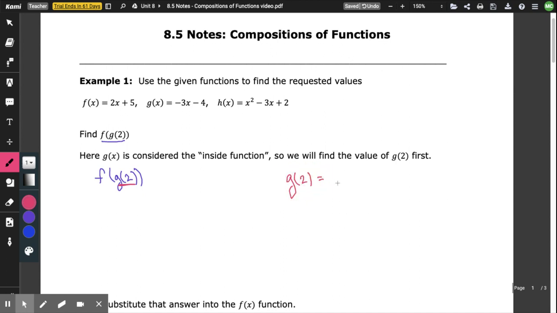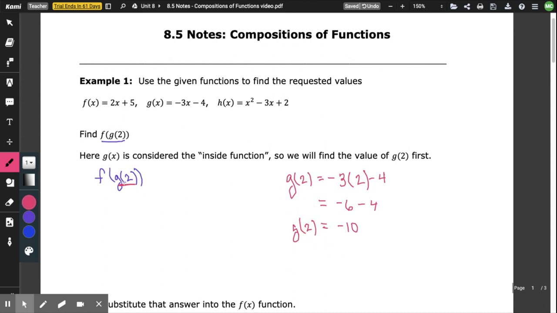So g of 2, of course, just means that we're going to use the function called g, and we're going to put 2 in place of the x's. So that would say negative 3 times 2 minus 4. Let me clean that up a little bit. There we go. Okay, so at this point, it's just a matter of calculating. We do the multiplication first, so negative 3 times 2 is negative 6. And then the subtraction, so negative 6 minus 4 would be negative 10. So this came out saying that g of 2 is negative 10.